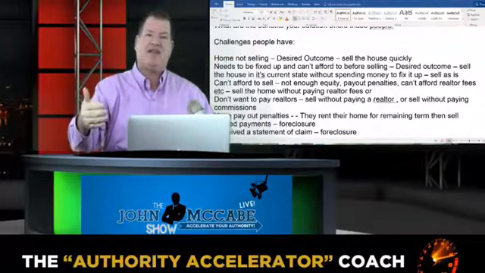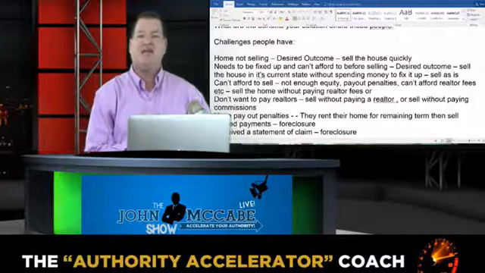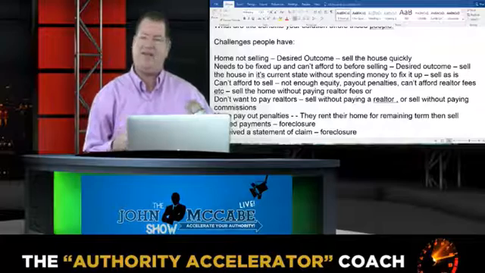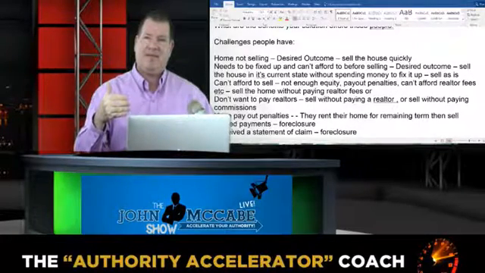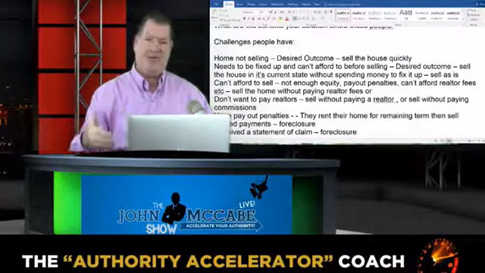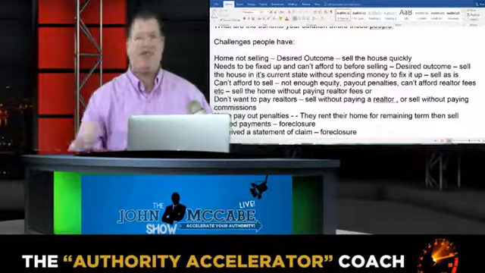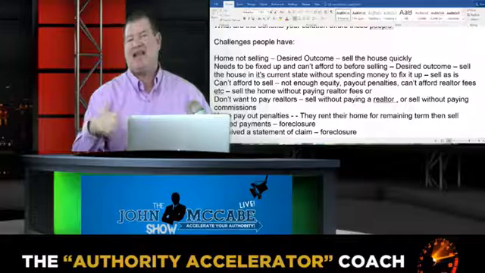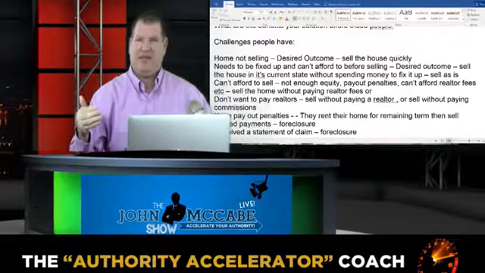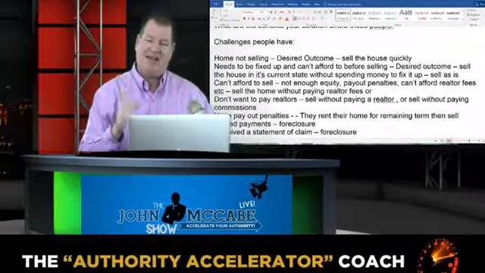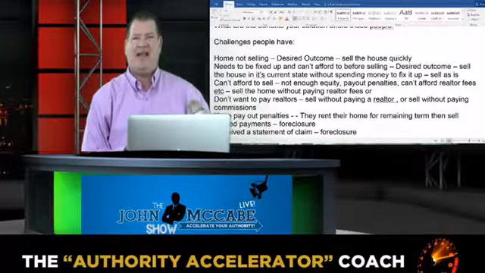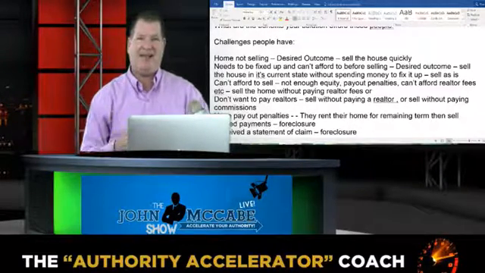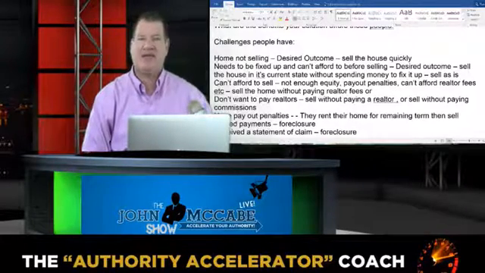So the next one is needs to be fixed up and they can't afford to do so before selling. So the desired outcome is they sell it as is without having to come up with the money to fix it up. So a benefit to that is that if they sell it as is, they don't have to invest any money or time into getting the property show ready. So that's a benefit to them. Another benefit is that the sale of the home can be completed much quicker, even without being fixed up. So again, time and money are always a benefit to homeowners that have a desired outcome of selling their home or selling it as is or whatever. So time and money always play a part in the benefits for the homeowner for the desired outcome.